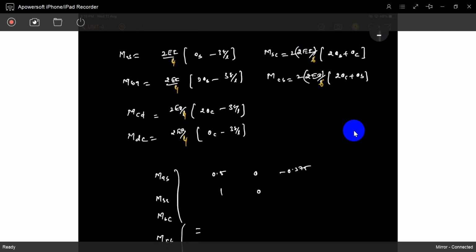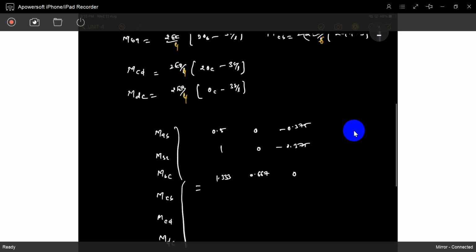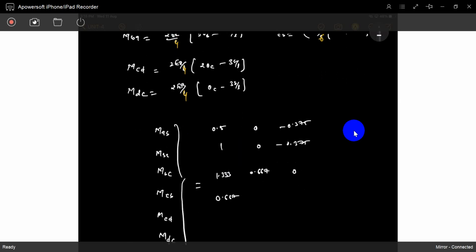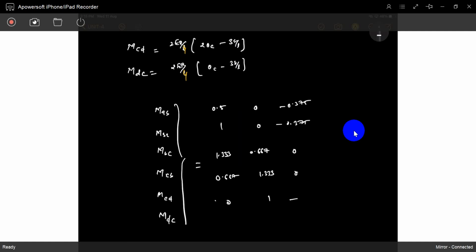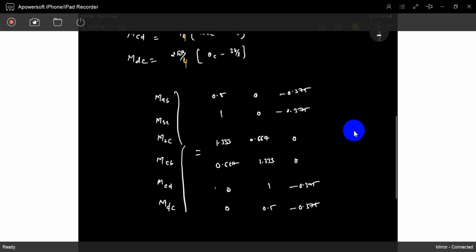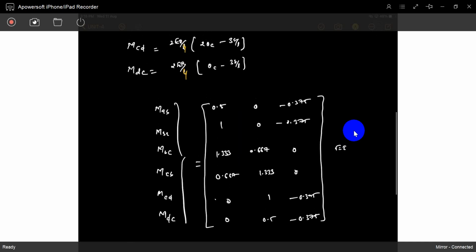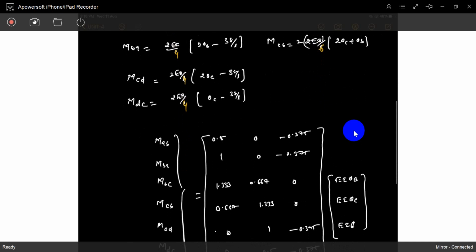1, 0, 0.375, 1.333, 0.667, 0, 0.667, 1.333, 0, 0, 1, 0.375, 0.5, 0.375, multiplied by EI theta B, EI theta C, EI delta, because we have only three unknowns: theta B, theta C, and delta.